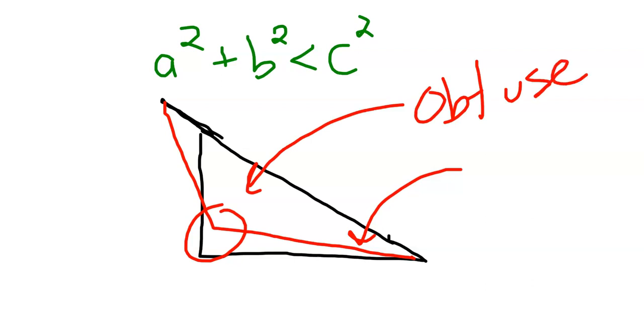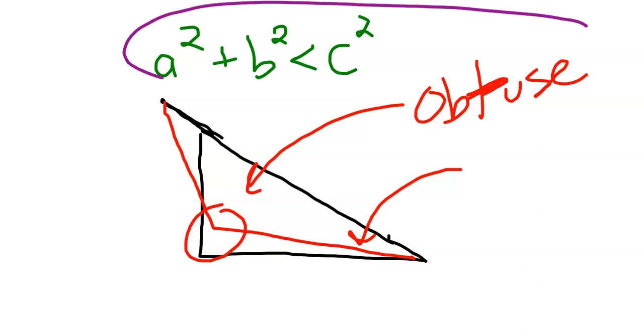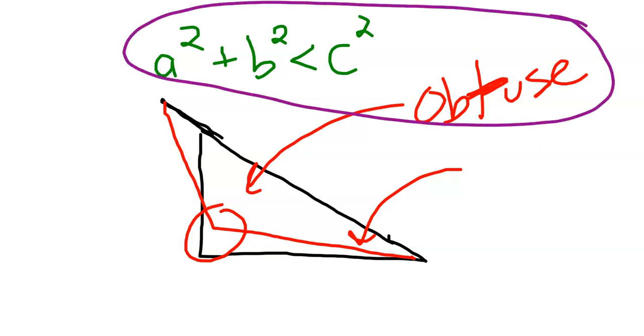So if c squared is greater than a squared plus b squared, then the triangle is obtuse. So go ahead, write this down, pause the video, saying that a squared plus b squared is less than c squared. That means the triangle is obtuse.